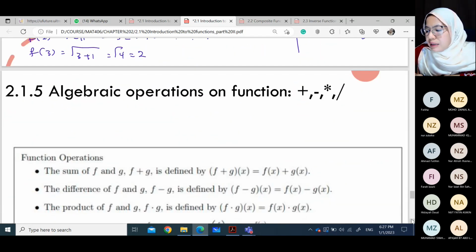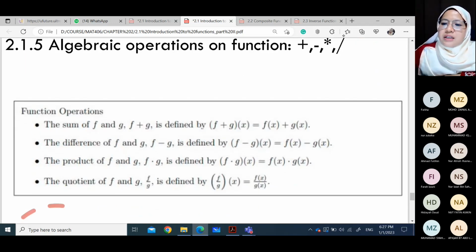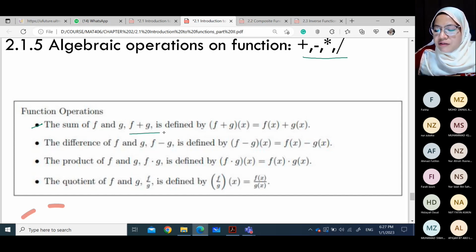Okay, so ini adalah last kali algebraic operation of function: plus, minus, multiplication and division. So we have about 4 function operations. They are plus. So the sum of f and g, f plus g, is defined by (f plus g)(x). So it is also equivalent with the function f plus function g. Okay, so difference, f minus g, is defined by (f minus g)(x). It is equivalent with f of x minus g of x.